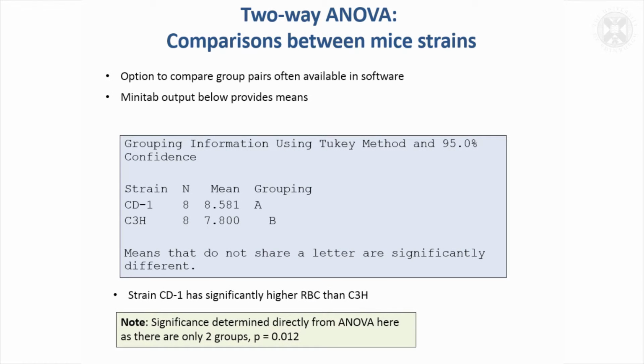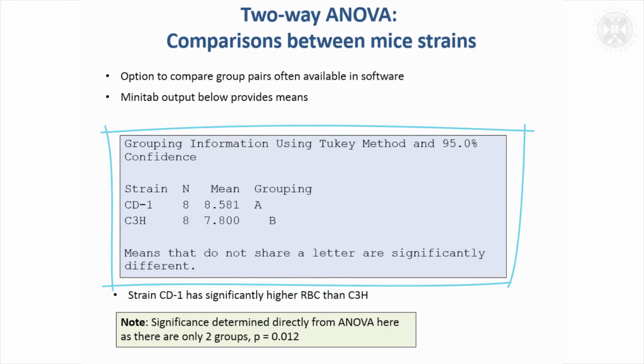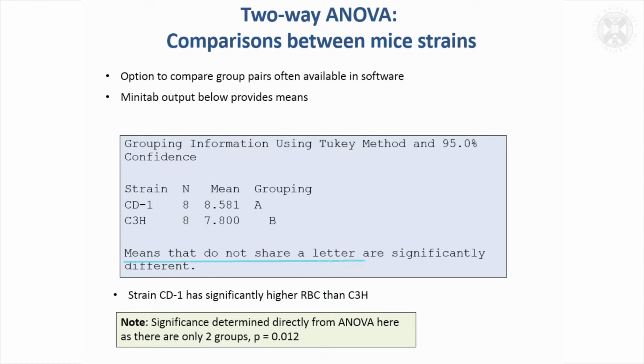I showed a table like this last time. There is an option in Minitab which will allow you to see which strains are different. In this case, of course, there are only 2 strains and we showed that they were different, but if you had 3 or more, you'd want to see which strains were different. So, of course, we found they were significantly different, and they've got a different letter here, which, as the note underneath says, means that strains that do not share a letter are significantly different. So we've been able to show the strains are different.